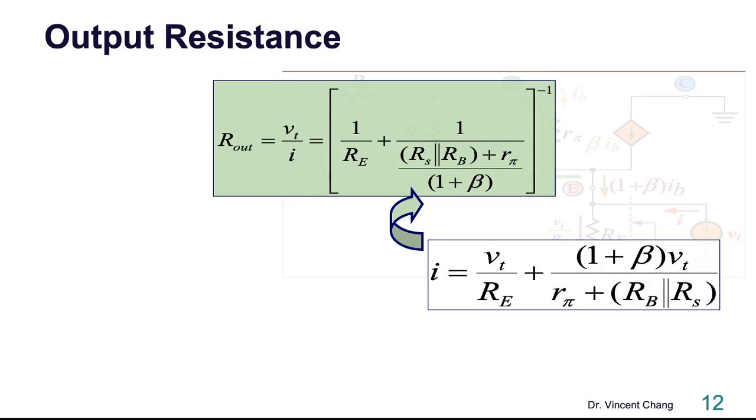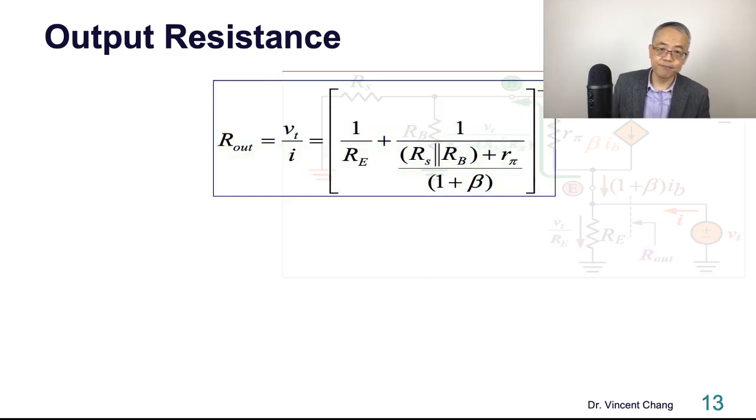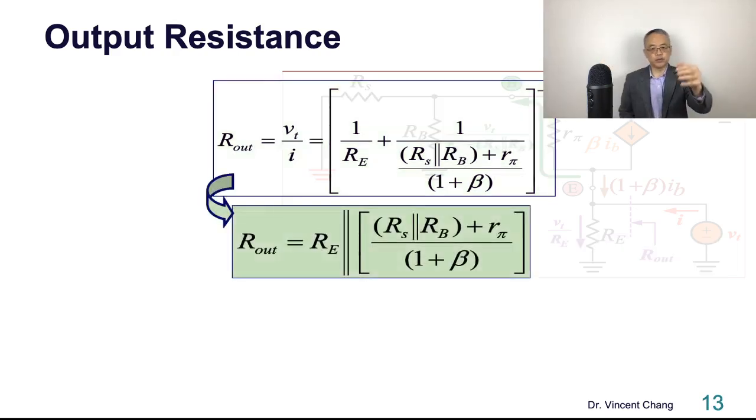If you watch carefully about this expression, it's the inverse of what? Of the two inverse. Parallel combination. The inverse of the two inverse. The first inverse of the resistance is RE. The second inverse is a little bit complicated. So this is the output resistance for the emitter follower.